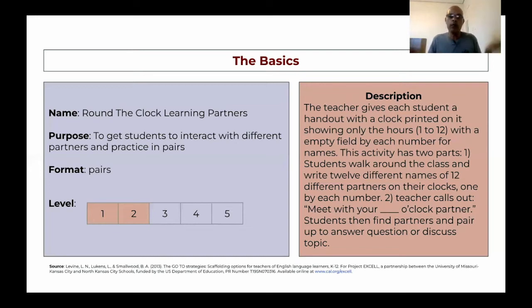Of course, when two students meet in the first phase of the game, if I write the name of a partner by number 6, that person writes my name by their number 6. So when I meet them, we meet the same person because we both have names by the same number. So after the students in the second part of the activity meet with their partner, then the teacher gives a question or a prompt for them to do something.